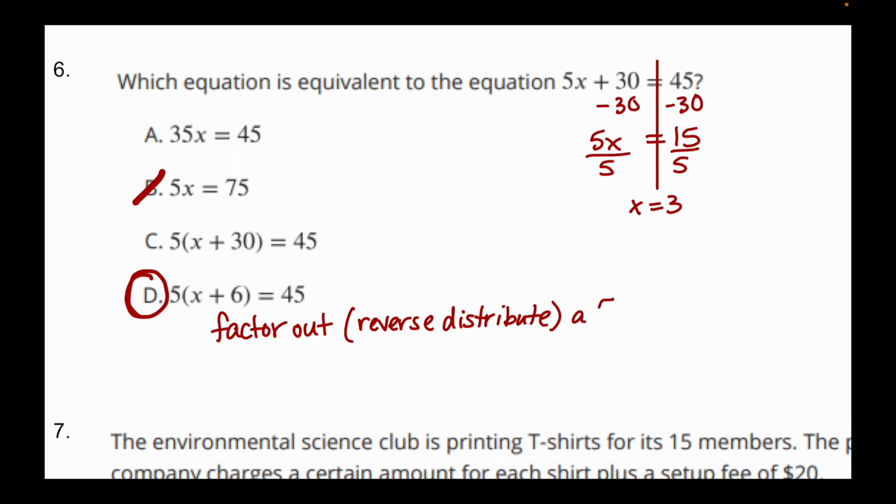A 5 from the left side expression. There we go. They're equivalent because they factored out, or reverse distributed, a 5 from the left side expression.